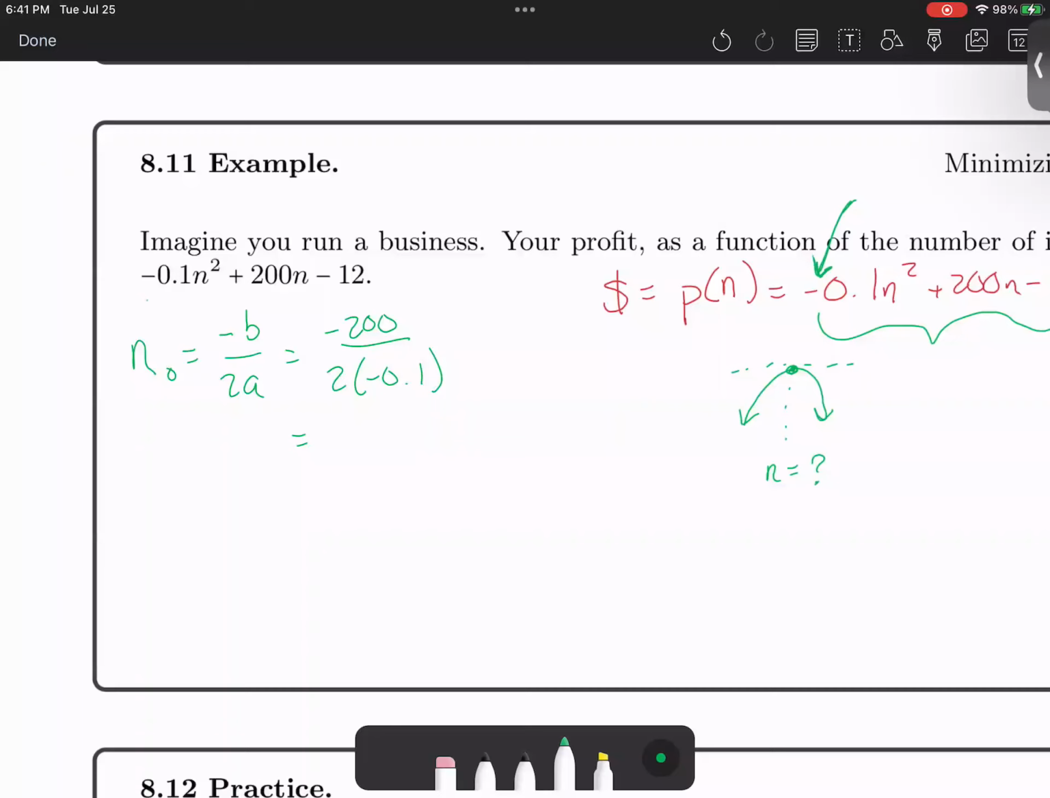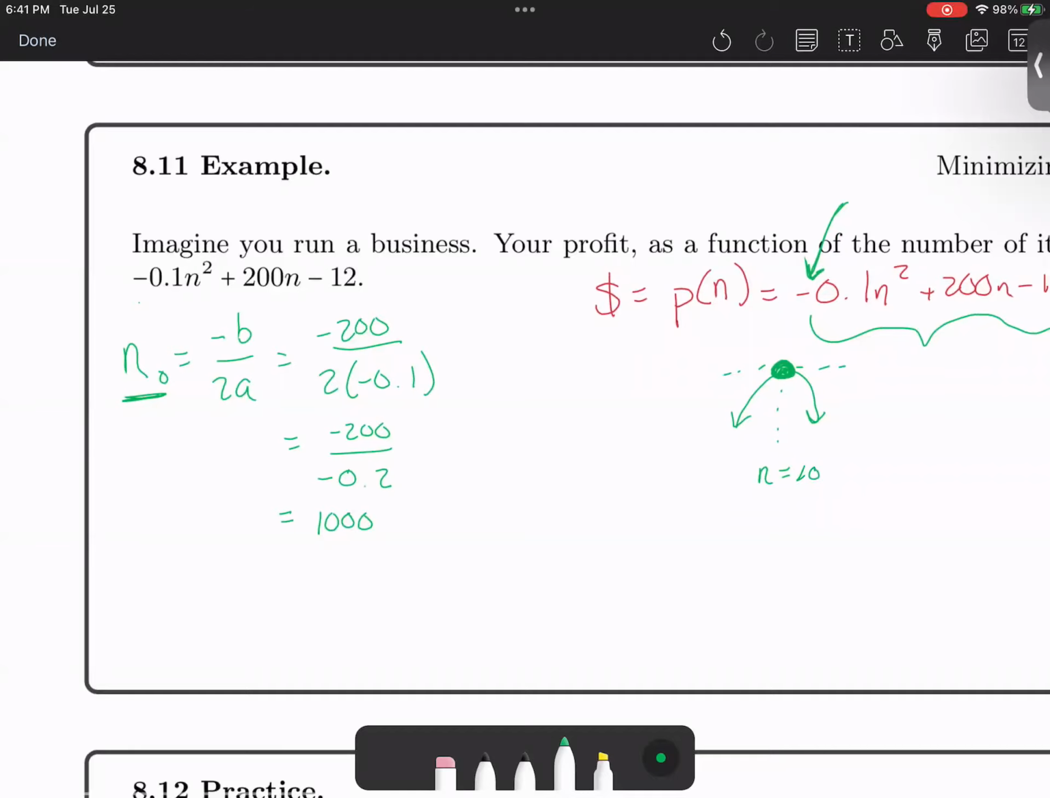Simplifying this a little bit, we get minus 200 divided by minus 0.2. Our negatives cancel and we get 1,000. So the number of items that we produce that gives us this vertex is 1,000 items. That is what's going to maximize our profit function.